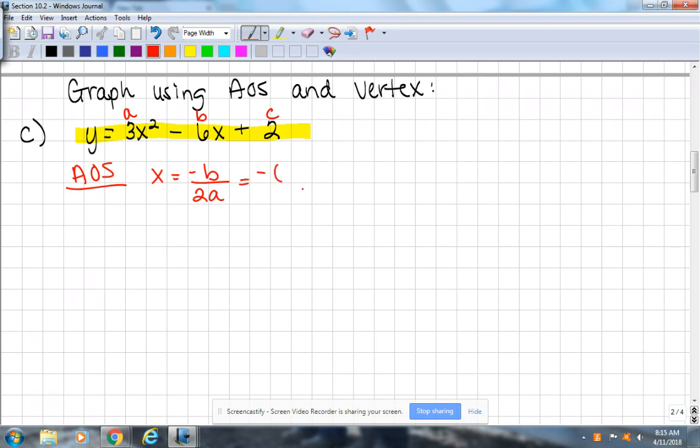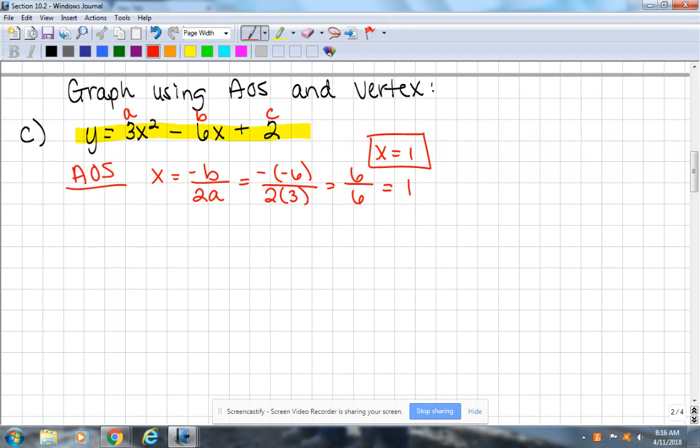Now what is your b? It's a -6. So yes, I have negative, I'll fix that in a second. Over 2 times what is our a? 3. Very good. And then we simplify: -6 is a +6, and 2 times 3 is +6. And 6 divided by 6 equals what? 1. We don't just say 1, we say x equals 1 because it's an equation of a vertical line. So we plug our a and our b into negative b over 2a and simplify that fraction.